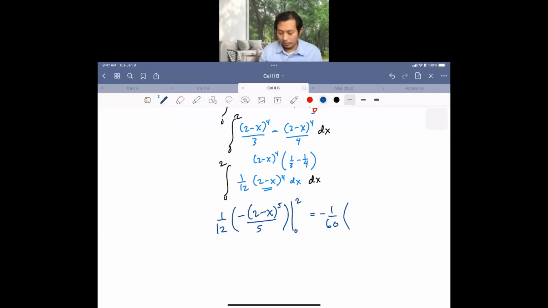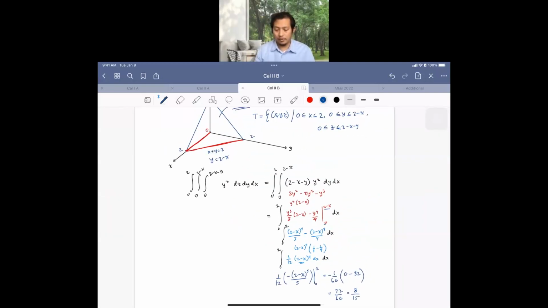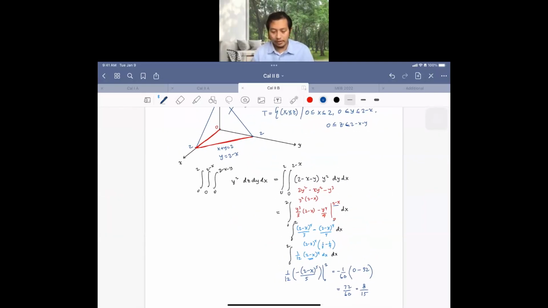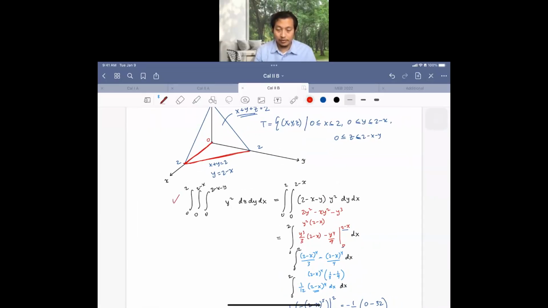2 minus 2 is 0. Minus 0 is 2 with power of 5, 32. Right? So positive 32 over 60. Or this will be divided by 4 is 8. And I think still the calculation is not too difficult, but I think as long as you get corrected from this one, I think should be okay.